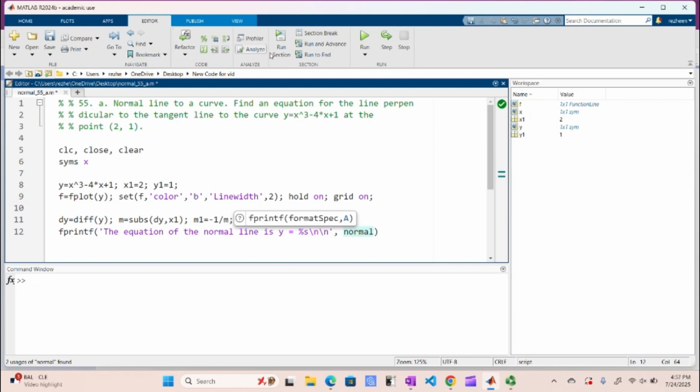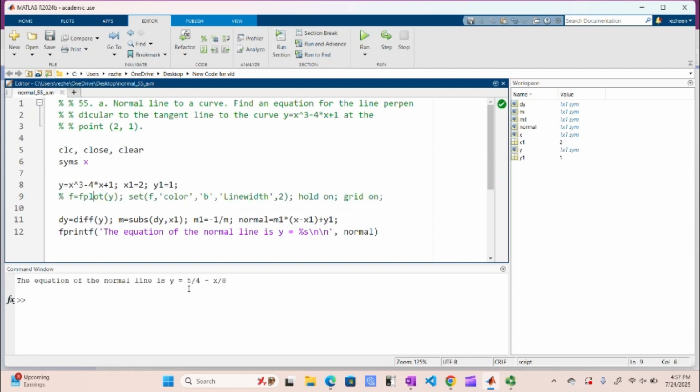All right, let's go ahead and run it again. I'm going to comment this line out, since we don't want to graph it again. It says the equation of the normal line is y equals 5 over 4 minus x over 8. It's in slope-intercept form.